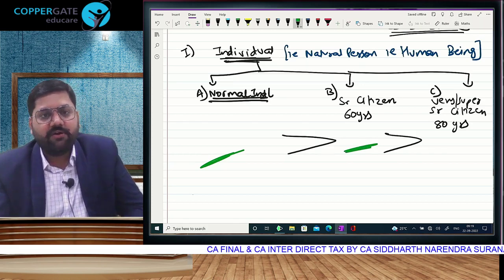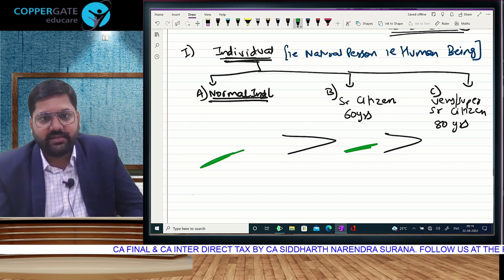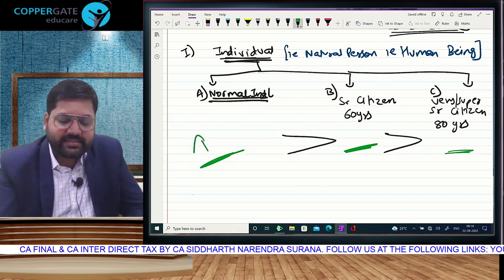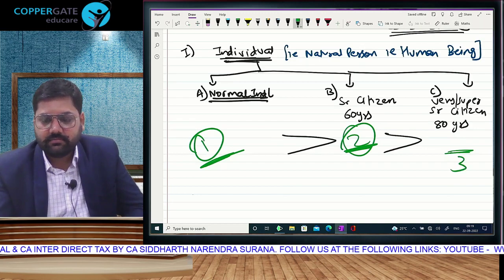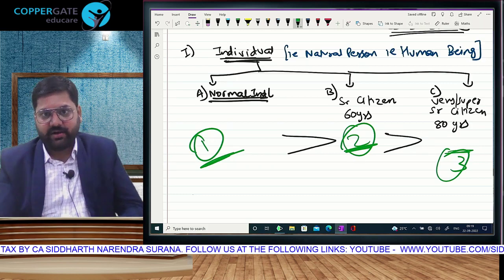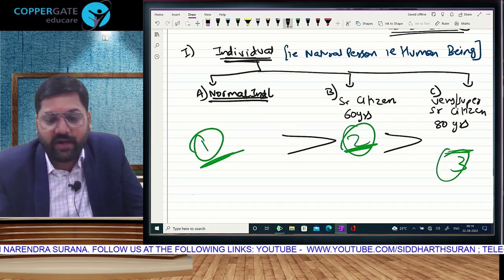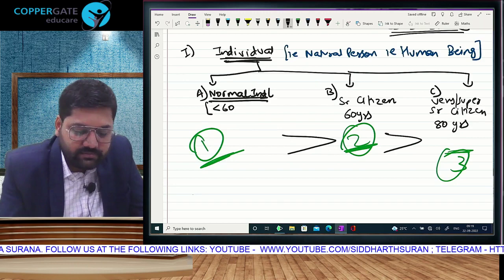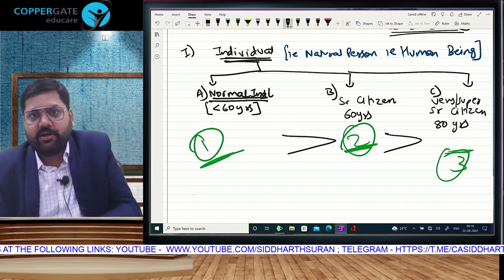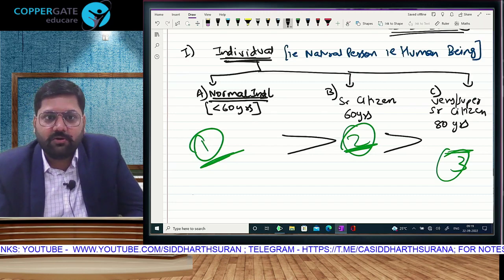The highest tax will be paid by this category, category A. Second will be this, and you have brains. If A is paying more than B and B is paying more than C, that means A is paying more than C. Highest tax, second highest tax, third. The tax rates will be different, but we will take highest tax from category A. Now, can we define normal individual to be someone who is less than 60 years? That means anybody of the age up to 60 years will fall in category A. All of you are below 60.